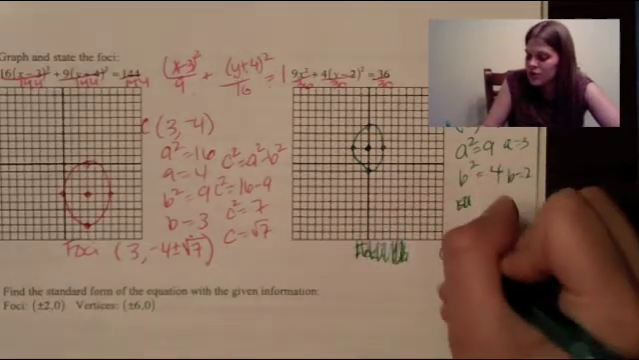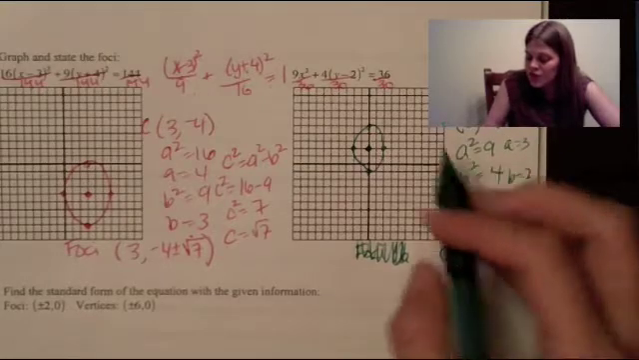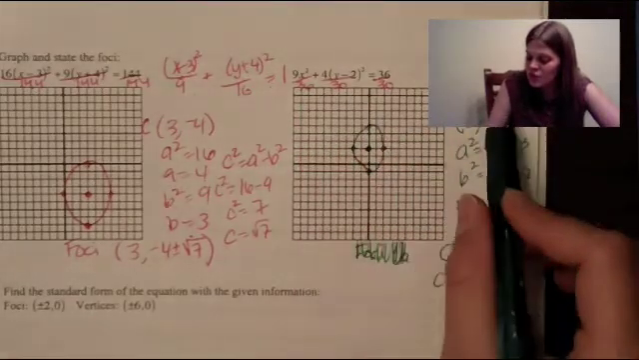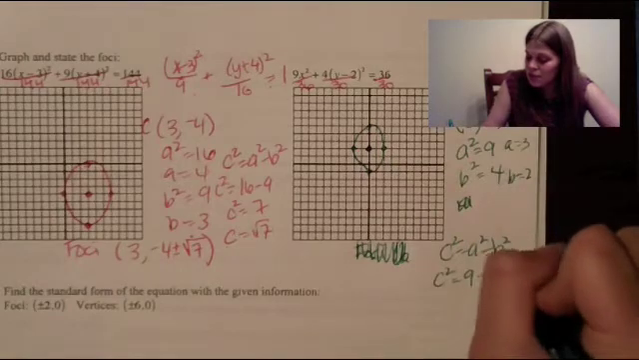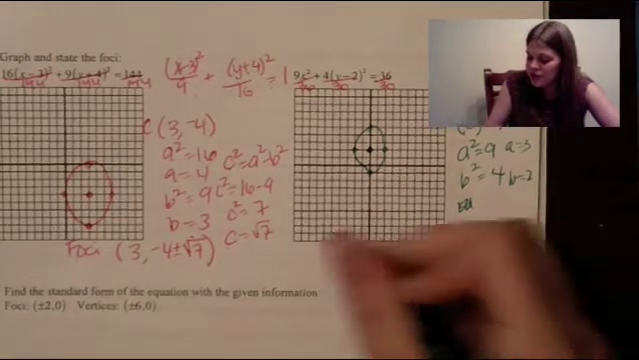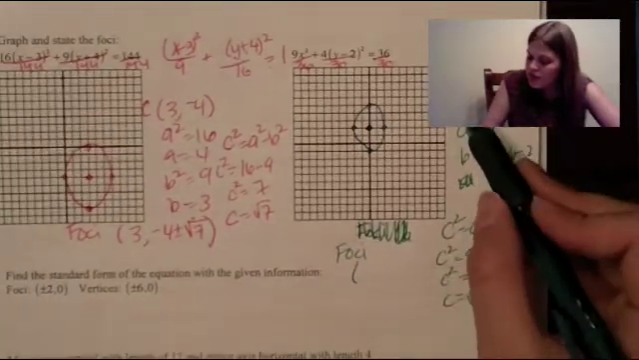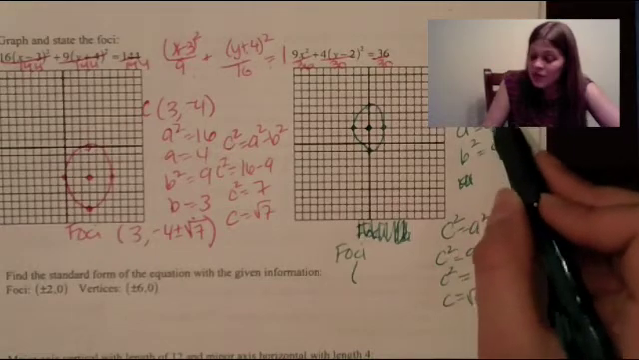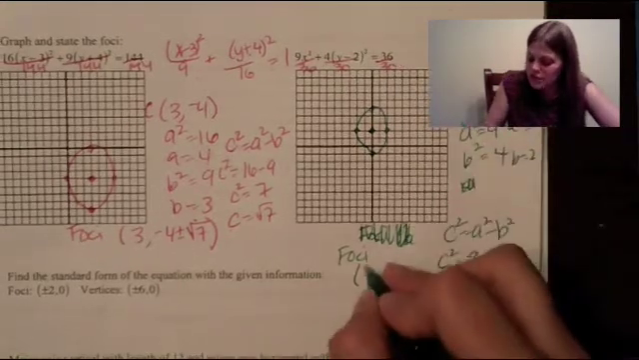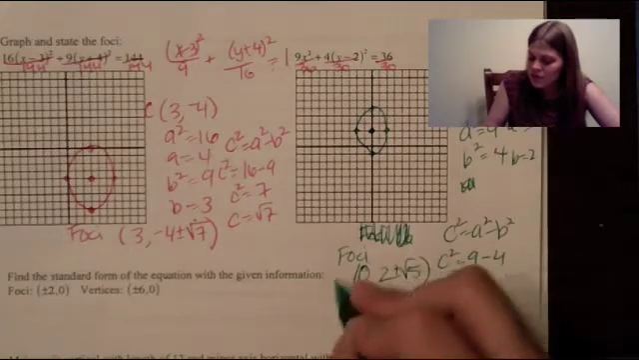The foci, I'm going to find by doing, let's do the equation first. c squared equals a squared minus b squared. So your c squared is a squared, which is 9, minus 4, which gives you 5. So your c is root 5. So your foci are located at, you're going to add to the y value of the center, so the x stays the same. So (0, 2 plus or minus root 5). I can't simplify that, so I'm done.